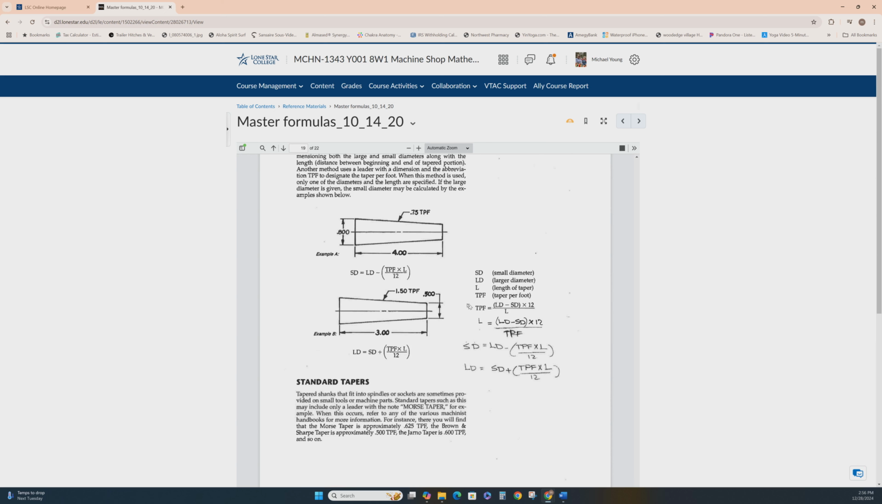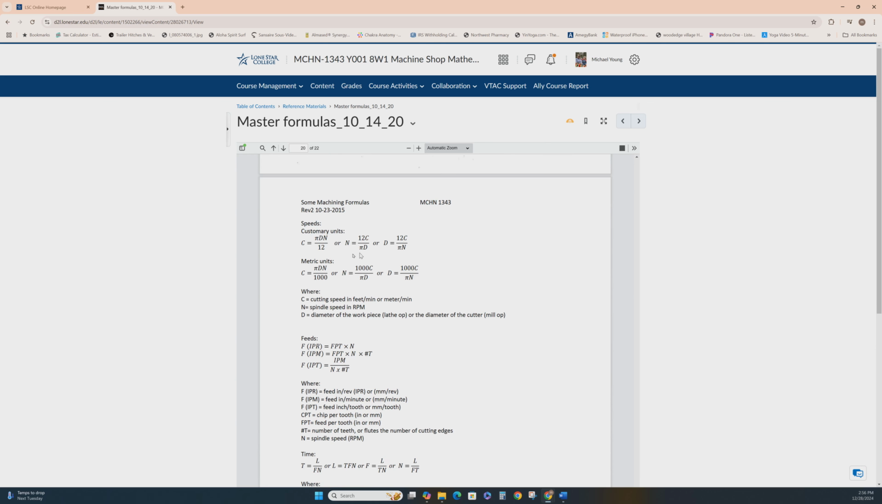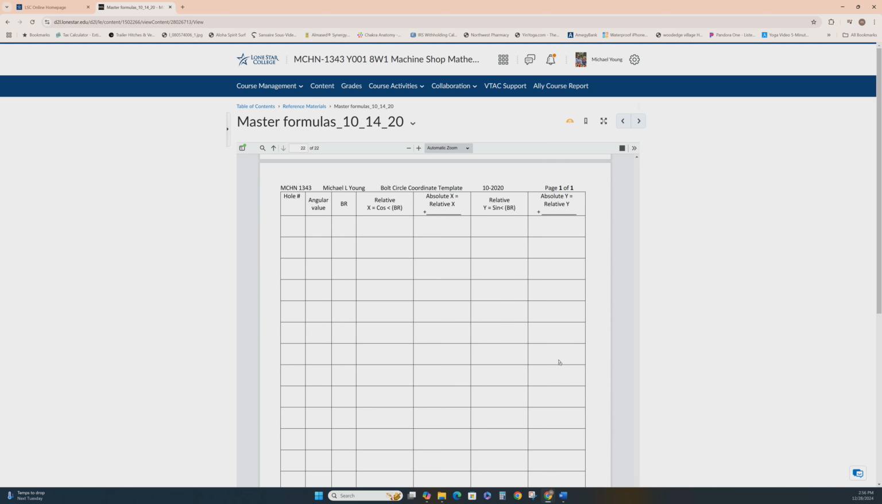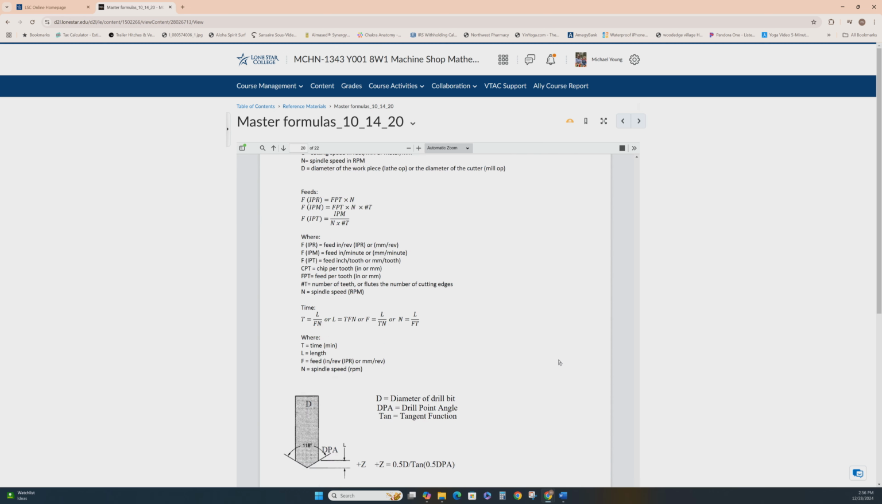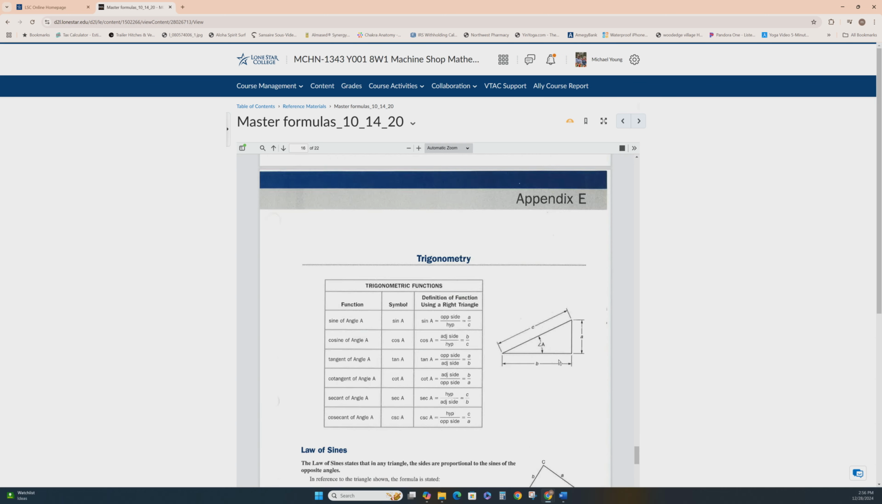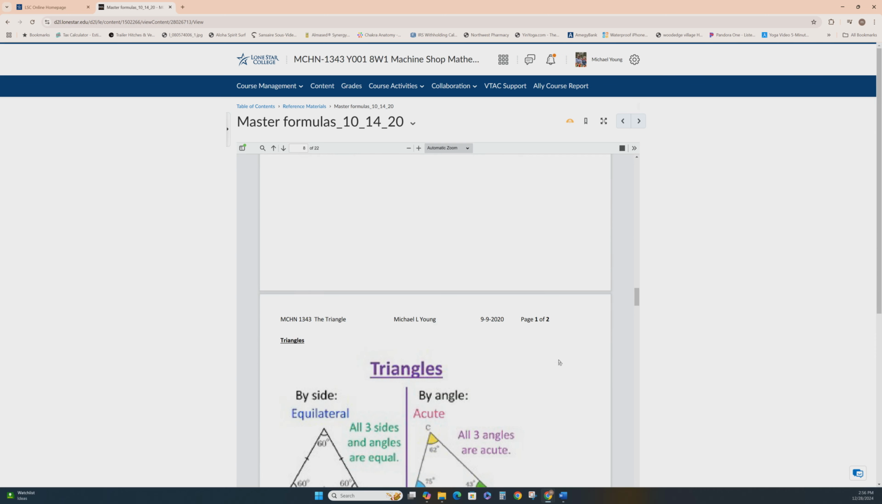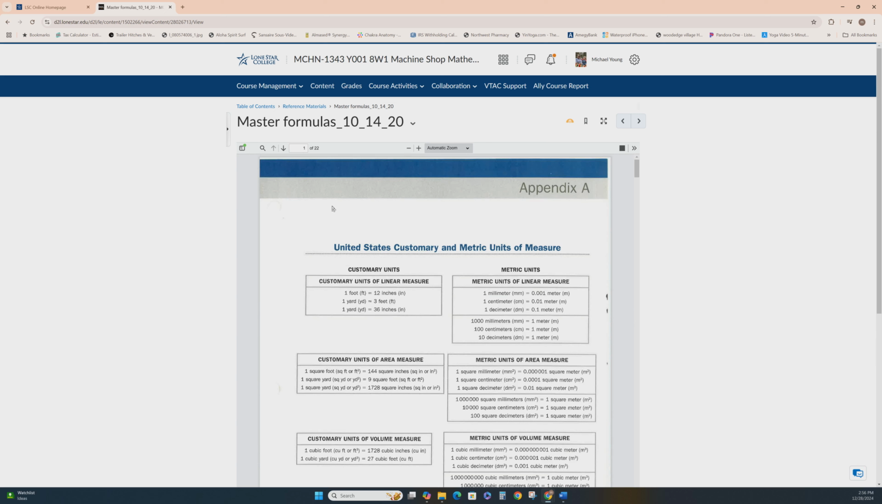Look at here. I algebraically rearranged all this for y'all. Merry Christmas. Aren't I a nice guy? And your standard machining formulas. Okay. Some standard machining formulas. That's pretty much it. There's a blank copy of how to do a bolt circle coordinate template. Well, all this will make more sense to you if you follow the bouncing ball and do exactly what I tell you to do. Don't overthink it. Just do what I say.